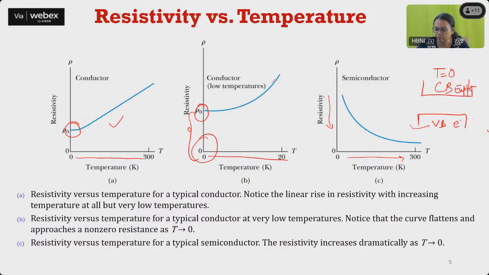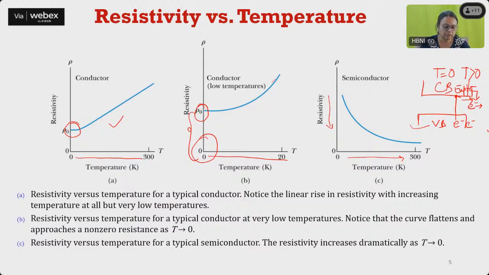And all the electrons are in the valency band. But as T increases, electrons start jumping to the conduction band and we get conductivity. And these electrons which are there in the conduction band, they can conduct the current. So that's why the resistivity falls.